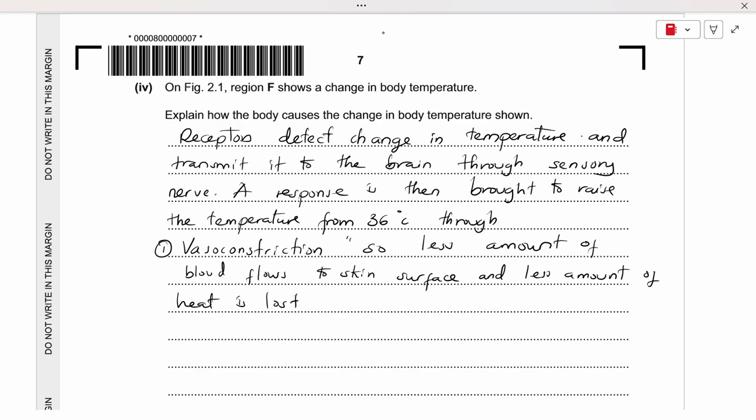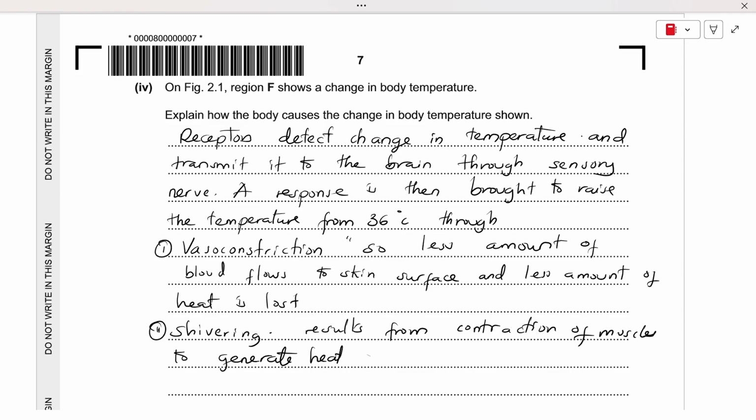Apart from vasoconstriction, we have shivering. Okay, so shivering is more like a contraction of skeletal muscles, all right, so that they can generate what? Heat. So this one here, I will say it results from contraction of muscles to generate heat. Okay, this is another thing that will take place.